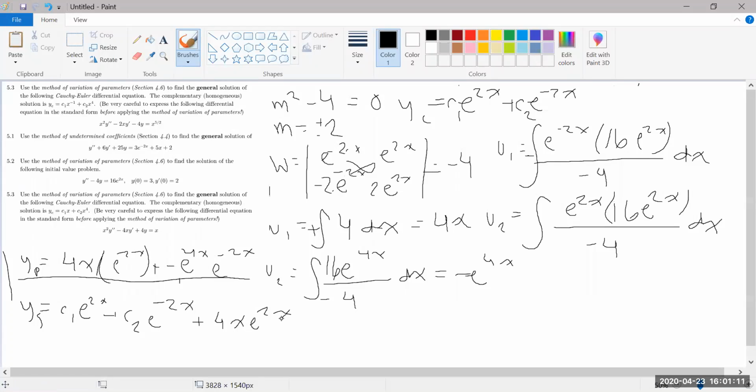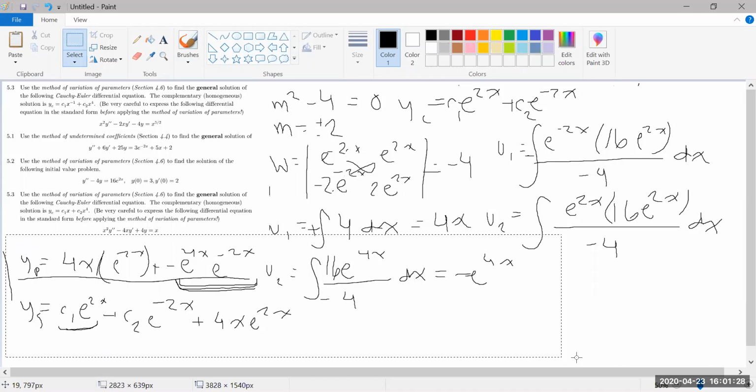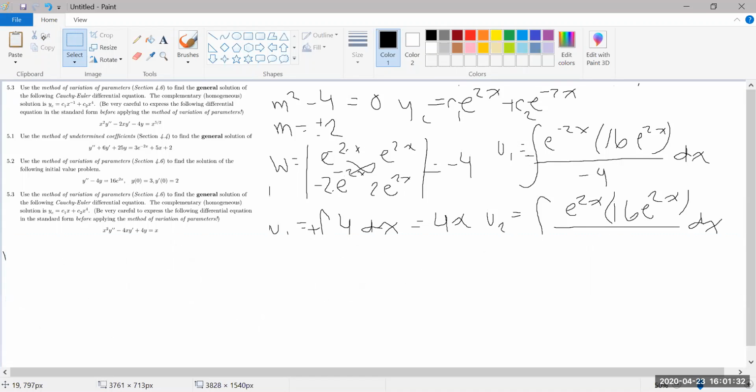And then you have your e to the 2x from this part right here, but that can get absorbed by this constant, so we can write our general solution as this. Okay, so I'm going to make a little bit of room, and then we can start solving the initial value problem.